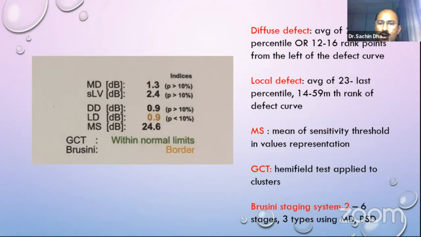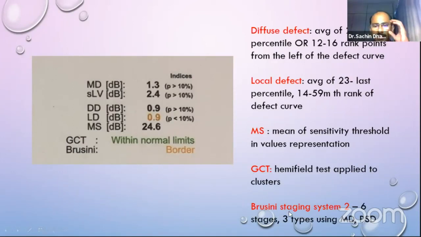And the glaucoma cluster test is basically the hemifield test principle applied to the glaucoma cluster data. As you know, in hemifield, the nasal data, temporal to the optic disc, is not being used. Here we use the entire data across the spectrum and then compare. The results are similar to that given on the glaucoma hemifield test.